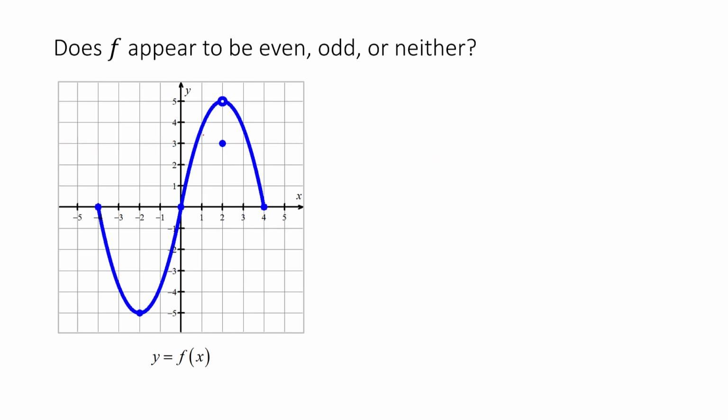Okay. Now, does f appear here to be even, odd, or neither? Look at the graph. It looks kind of like it's odd, right? It looks symmetric. It looks like if we spun this graph around 180 degrees, we'd pretty much have the same graph. The only problem is this missing point here, and that's going to totally mess us up. So I'm going to say this graph is neither even nor odd, even though it almost looks odd.